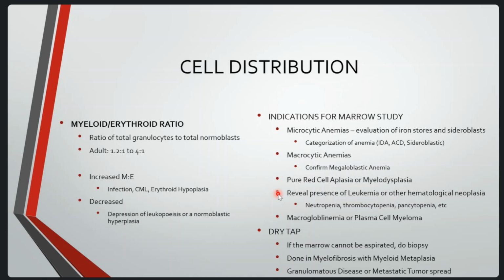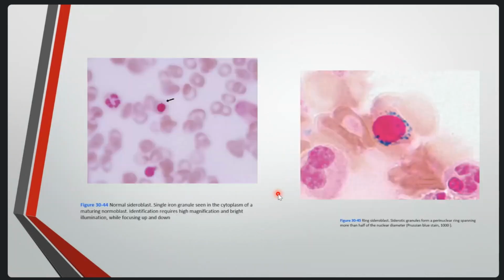Sometimes you can also encounter a dry tap. What is a dry tap? If the marrow cannot be aspirated, so when you place the syringe, you cannot aspirate anything, then that is a dry tap. So we suggest you do a biopsy. This is associated with cases like myelofibrosis with myeloid metaplasia, and also granulomatous diseases or metastatic tumor spread.